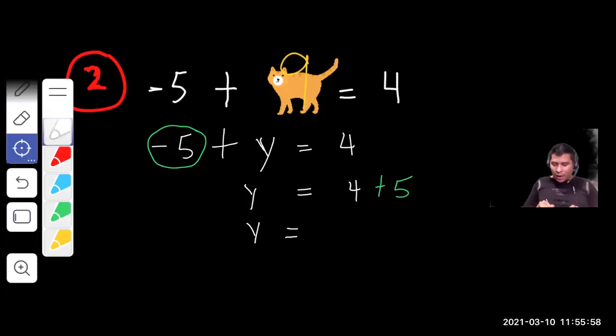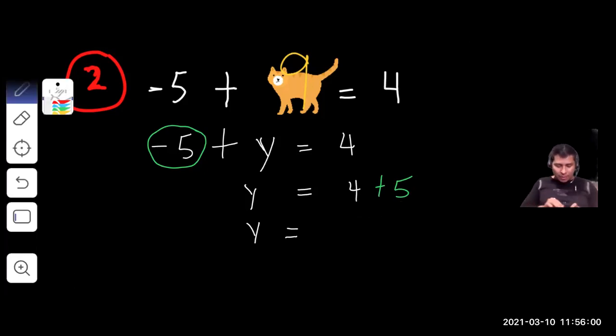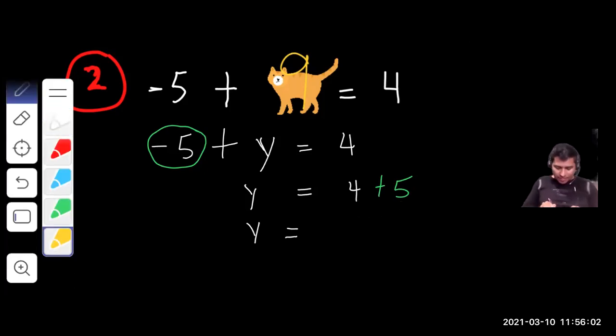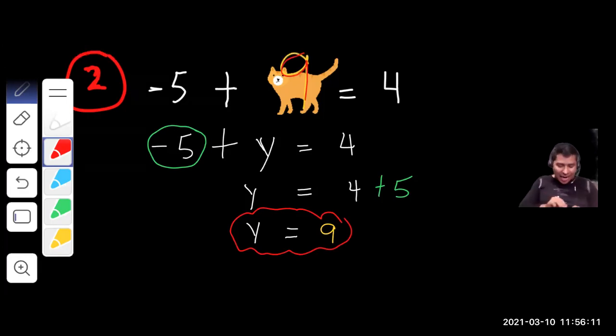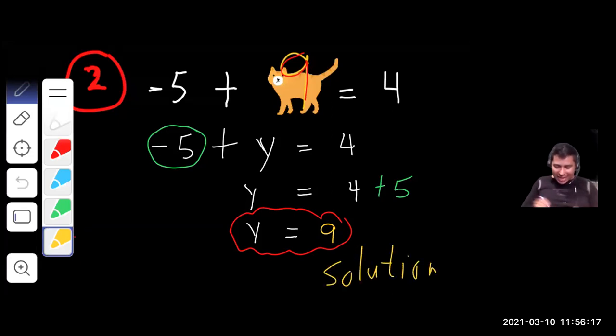Take a look, here you have numbers. 4 apples plus 5 apples, that is equal to what? 9. 9 apples. It is the same, guys. Yes, it is the 9 that you got here. Okay, the value for the cat is 9. And how do we call it when we find the answer? Solution. Okay, that is the solution. The answer that you get is the solution.